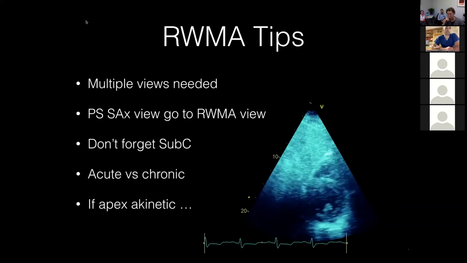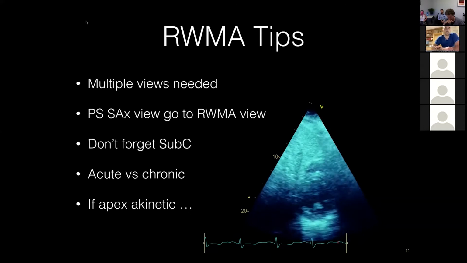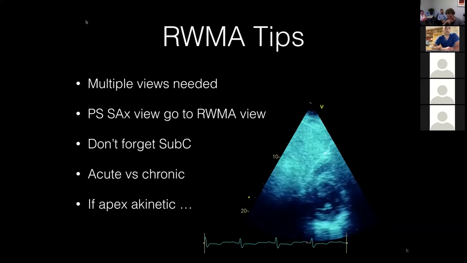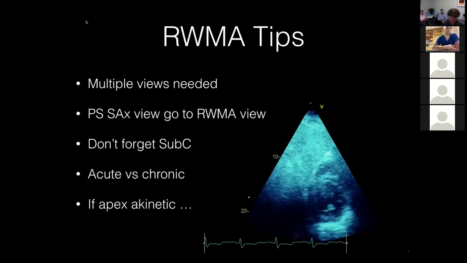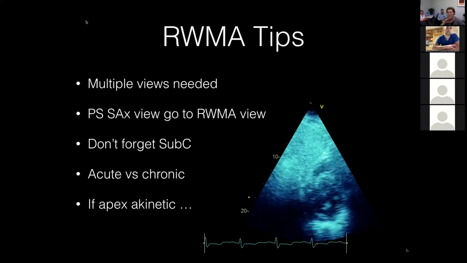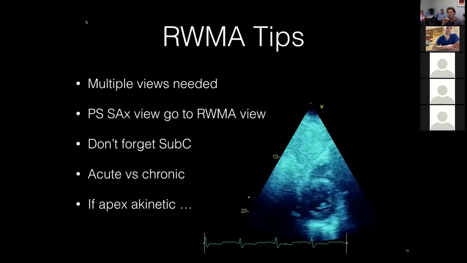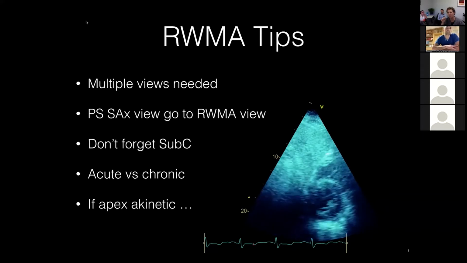Ideally you'd have a comparator, and that you'd be able to see old echoes, not always possible. The presence of thinning or scarring is a feature of chronicity. And scarring, just again, for those just starting out, what do you mean by scarring? What does it look like on an echo?